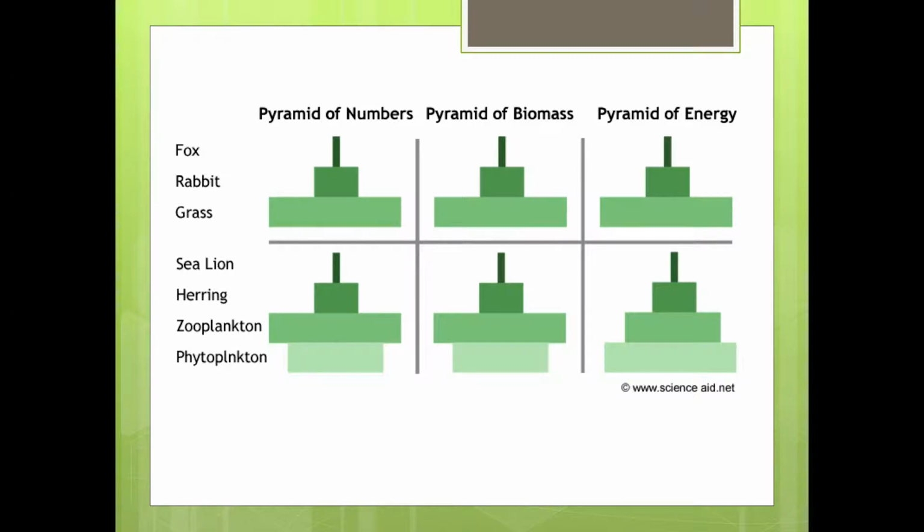Here are some examples of these pyramids, and they usually follow a standard path like a pyramid, but not always. You might see something a little bit different. Pyramid of numbers along the first side. See, mostly grass, a lot more grass plants. Then we have rabbits, then we have foxes. Same thing with the pyramid of biomass and energy for this terrestrial or earth-based system.